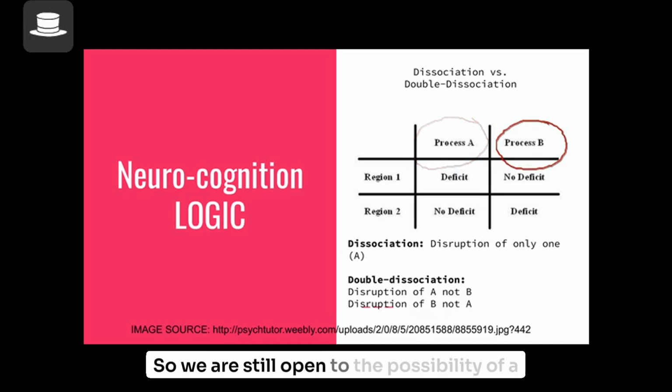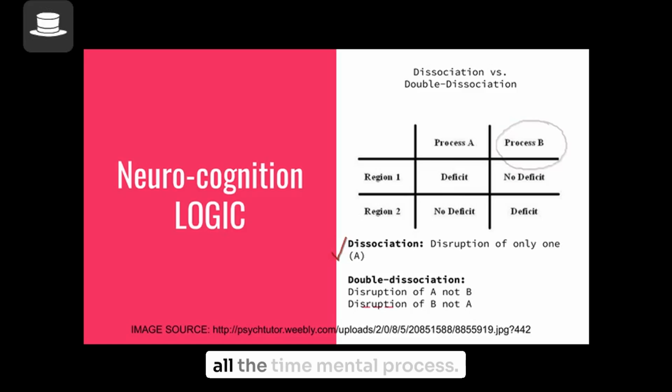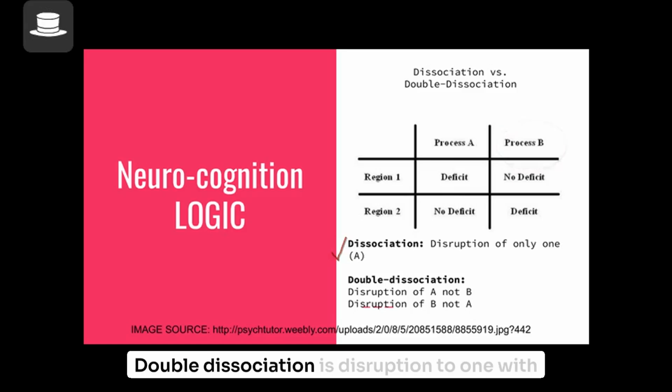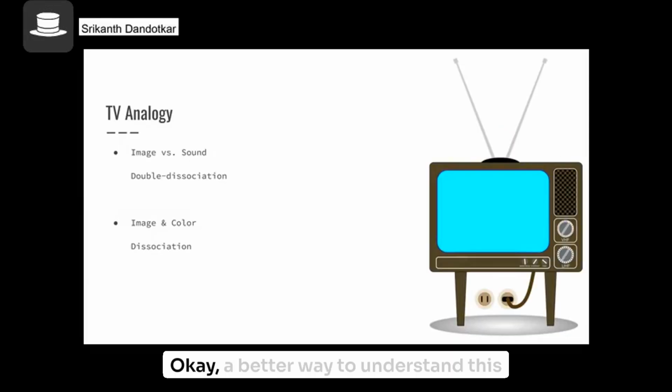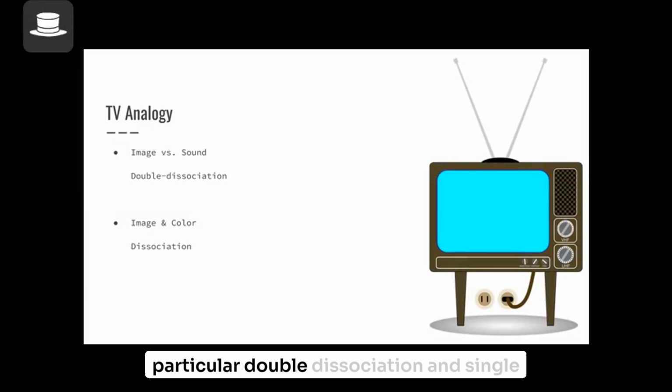So we are still open to the possibility of a double dissociation in cases of dissociation, but not the other way around. Again, dissociation is disruption to only one mental process all the time. Double dissociation is disruption to one with a non-disruption to the other mental process, and vice versa. Okay, a better way to understand the difference between double dissociation and single dissociation is to think of the TV analogy.